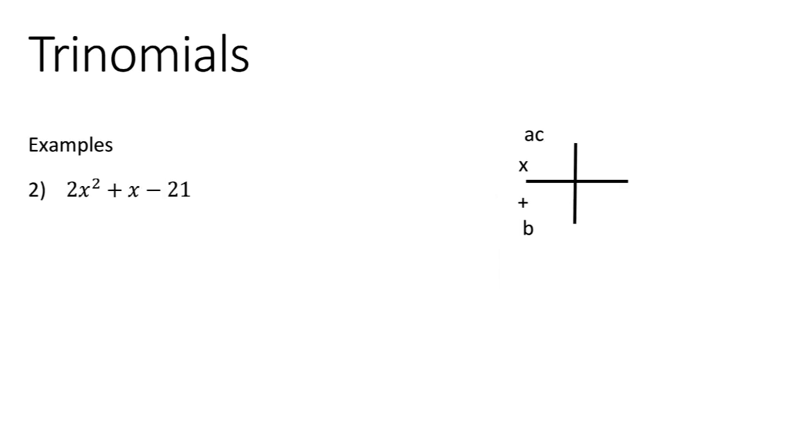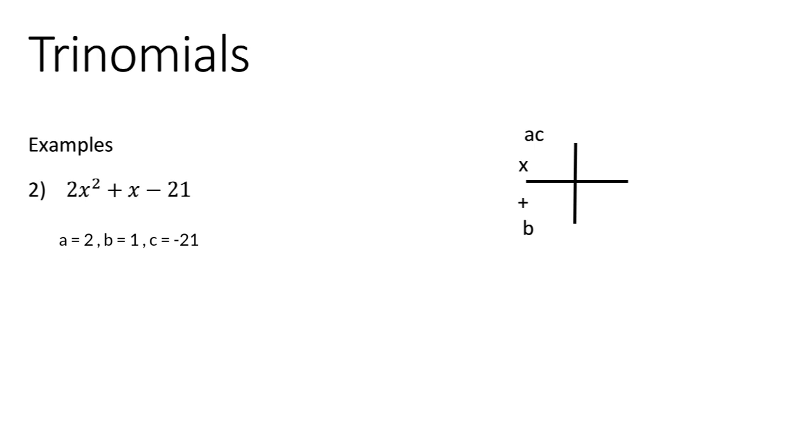Example 2 looks slightly different, but luckily I've got my 4 steps and that's going to see me through absolutely fine. So I've got 2x squared plus x subtract 21. And step 1, same again, state what A, B and C are. So A this time is going to be 2, B is going to be 1 because it's just x on its own, and C is going to be negative 21.